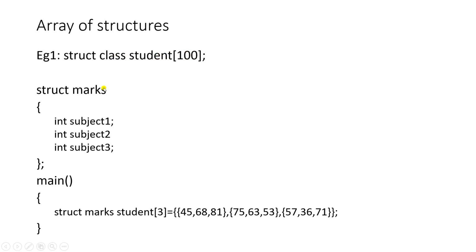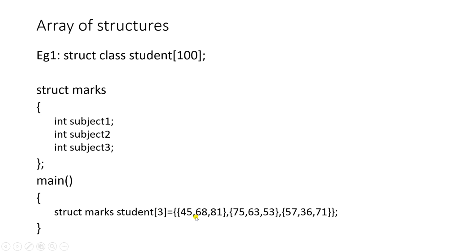In this example I have written, struct marks, with subject 1, subject 2 and subject 3. I have defined the structure, and in main I have declared an array of the structure marks, and the name of that variable is student. I am assigning values to this array. The size of the array is 3. That means the index starts with 0, 1 and 2. These are the 3 indices of this array.